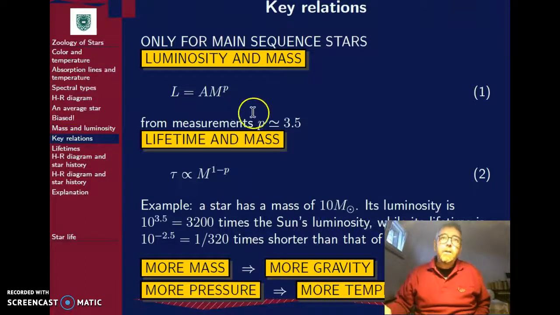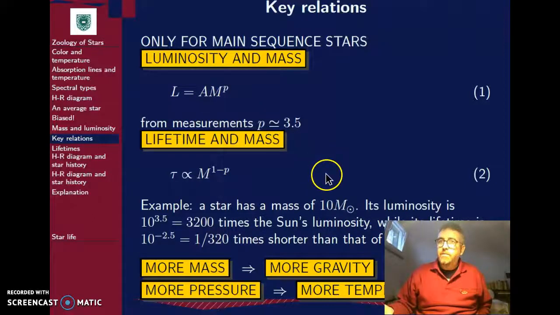This is very important to understand a strange fact: since the luminosity, which is the power emitted by stars, is proportional to a power of the mass, the lifetime of a star will be somehow inversely proportional to the mass of a star.